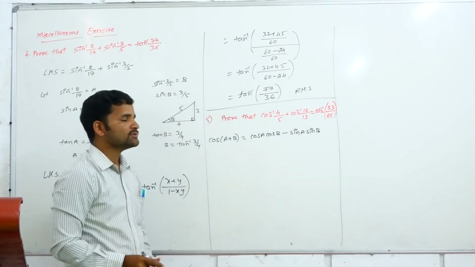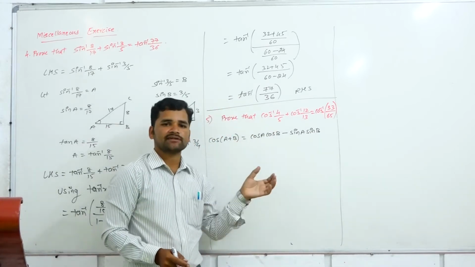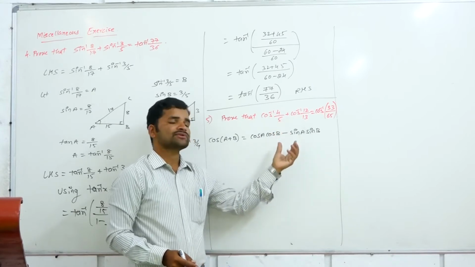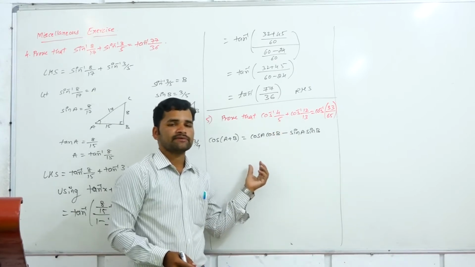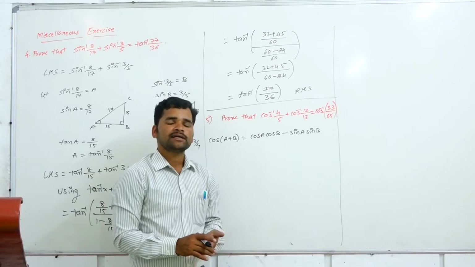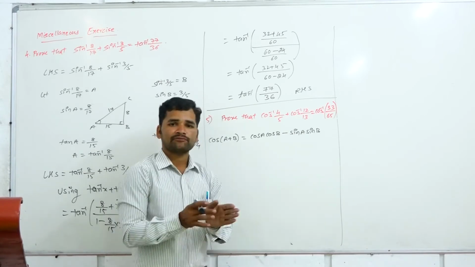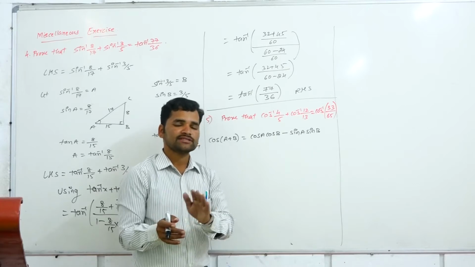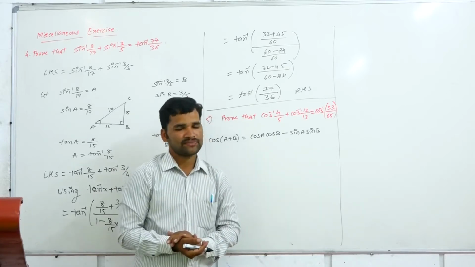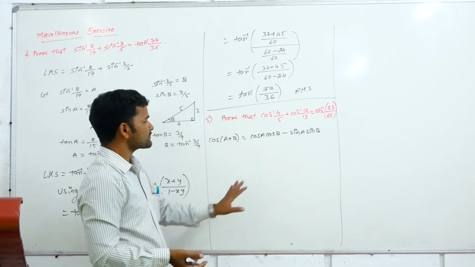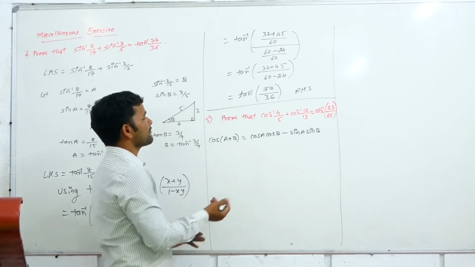Or else, you convert this cos inverse in terms of tan inverse. Tan inverse of x plus tan inverse of y, you use the formula, and you will get it. Then finally, the answer will be in terms of tan inverse, and you convert it into cos inverse. That way is also correct. Okay, let me use this formula.